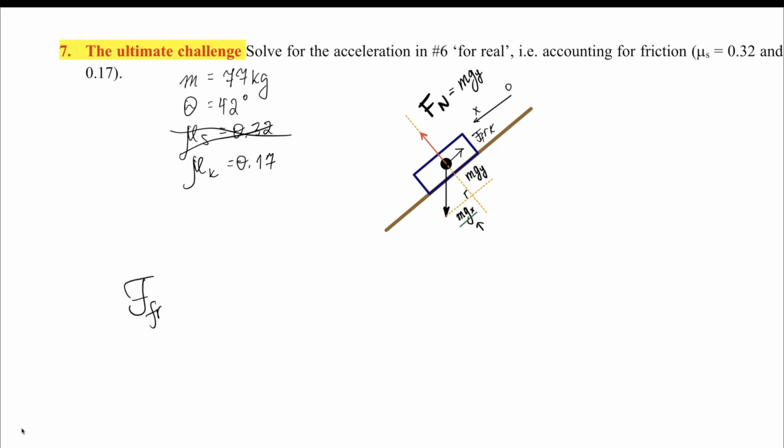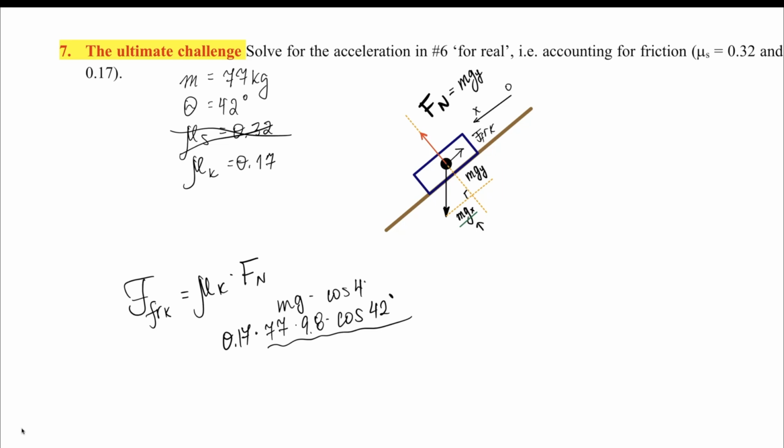Force of kinetic friction is found as per usual: mu kinetic times normal force. So it's going to be 0.17 times 77 times 9.8 cosine of 42 degrees. This right here is your mg cosine of 42, which is mgy, also known as Fn. That gives us the force of friction. It amounts to 95 newtons. That force of friction is contesting the downward drag from gravity. The downward drag from gravity is mgx, so that's 77 times 9.8 times sine 42 degrees, which amounts to 505 newtons.